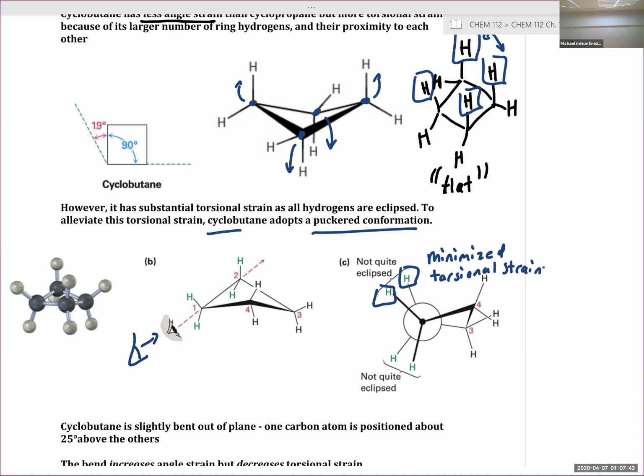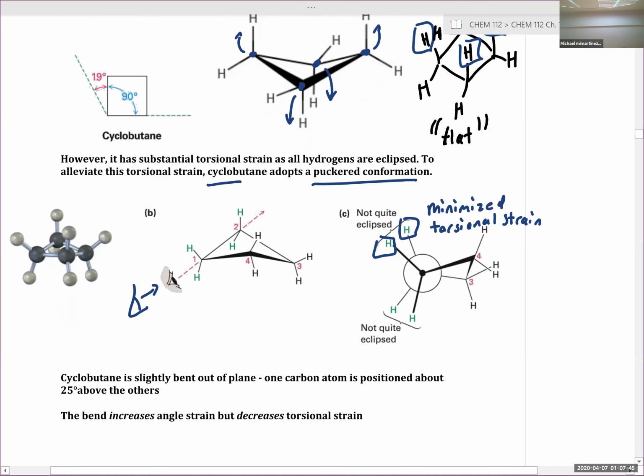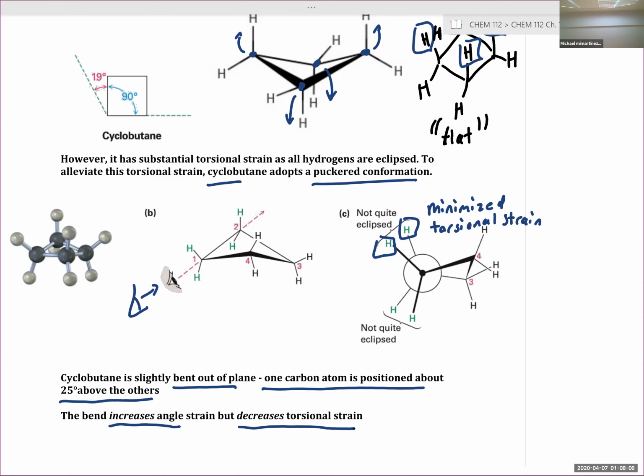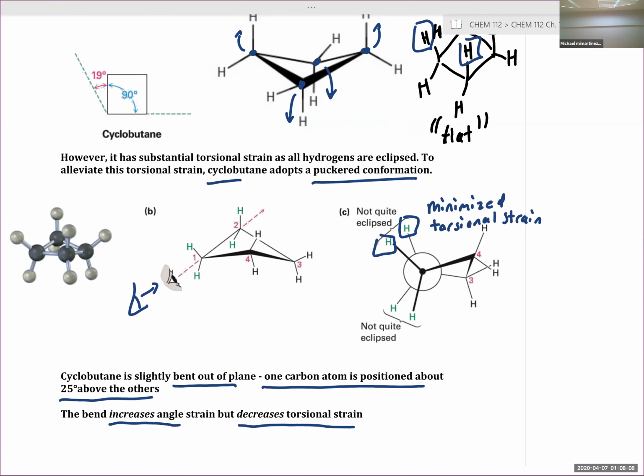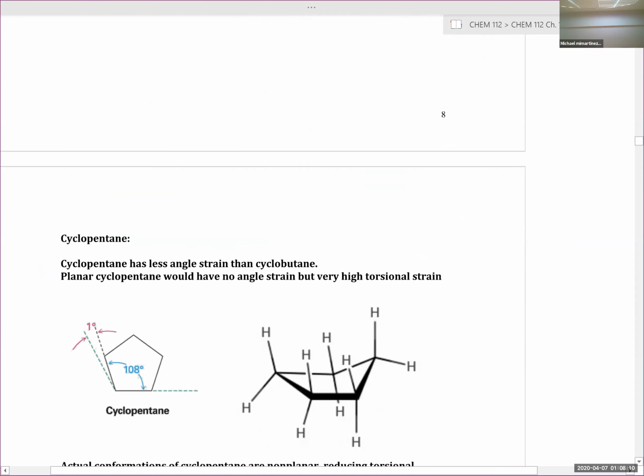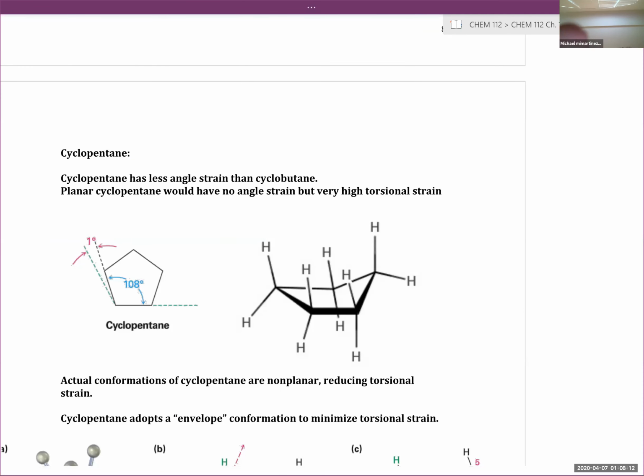Just to reiterate, cyclobutane is bent out of plane. One carbon atom is about 25 degrees above the other. Now this bend increases angle strain, so it costs us some energy, but it decreases torsional strain tremendously. Okay, let's move on and talk about some more common systems. Cyclopentane.